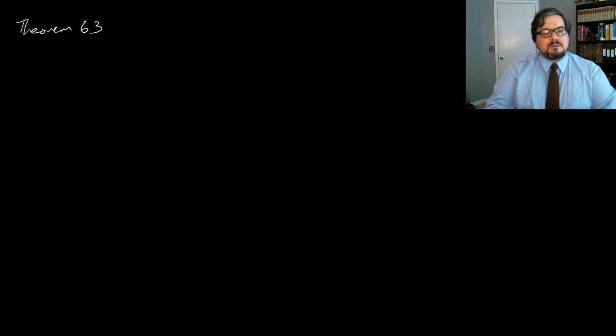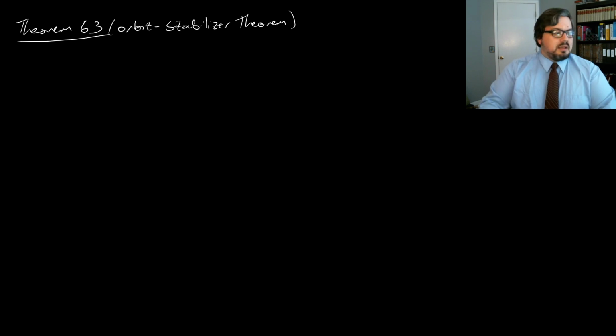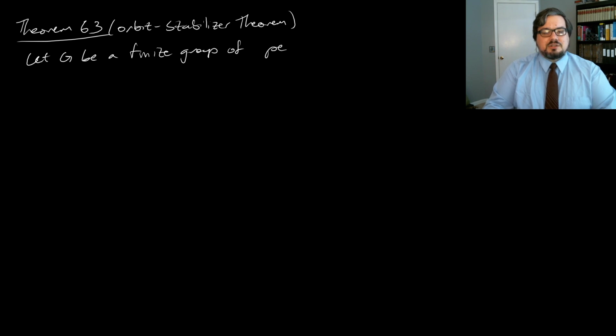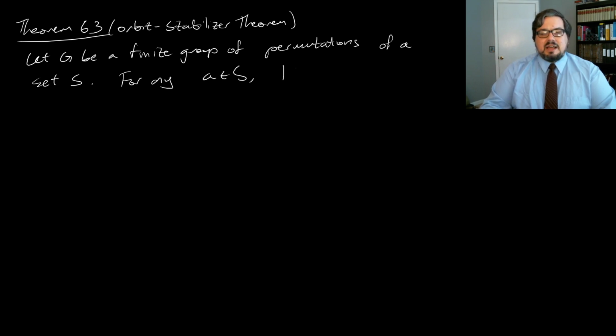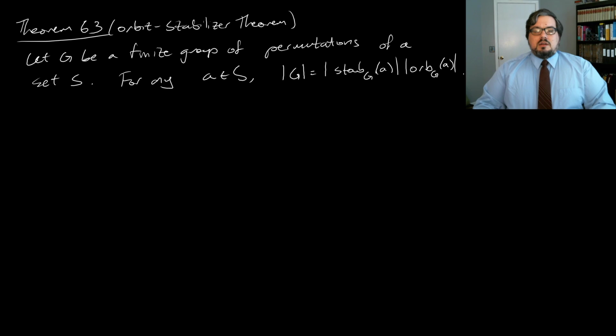So Theorem 63 is the Orbit-Stabilizer Theorem. And it says, let G be a finite group of permutations of a set S. For any A in S, we have that the order of G is equal to the cardinality of the stabilizer of A times the cardinality of the orbit of A.